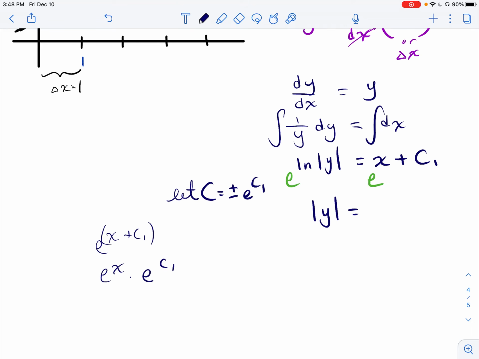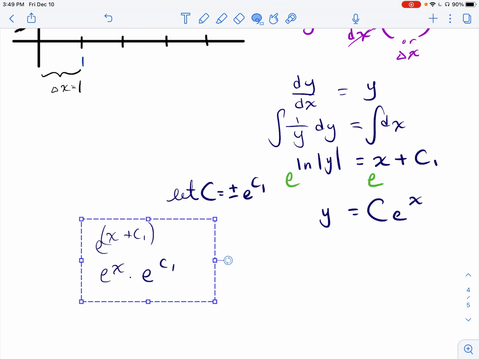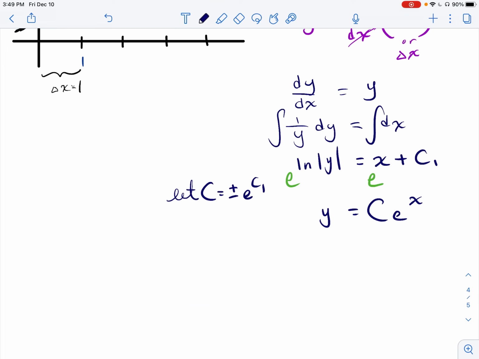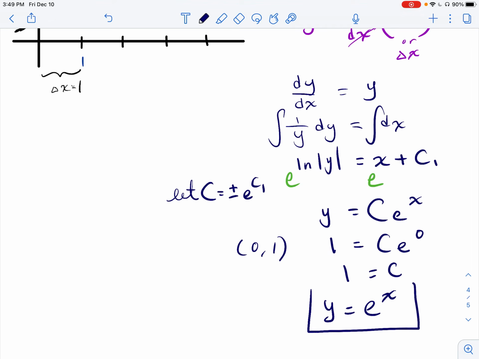So we then have big C is our plus or minus e to the c sub 1, and that's going to take care of our absolute value, so y equals C e to the x. And if we now plug in our initial condition, which we said was (0, 1), I can now solve for C. y is 1, e to the 0 is 1, so C is equal to 1. So y is equal to just e to the x. This is our particular solution that goes through the point (0, 1).